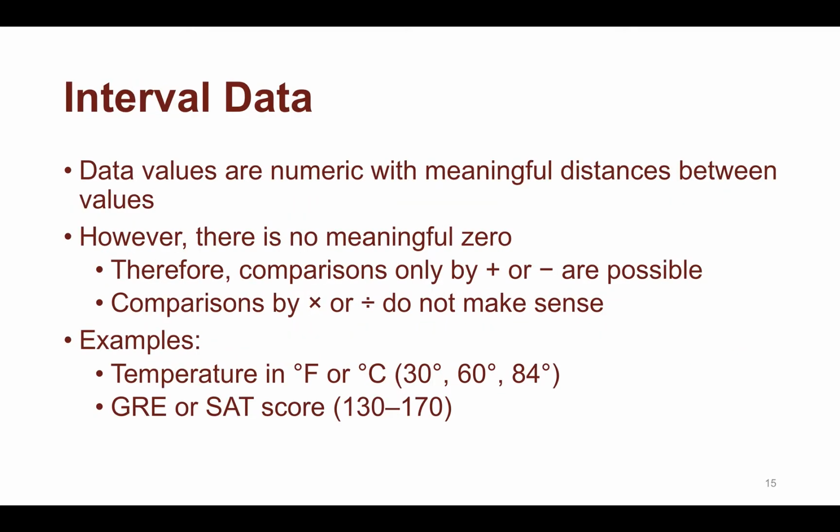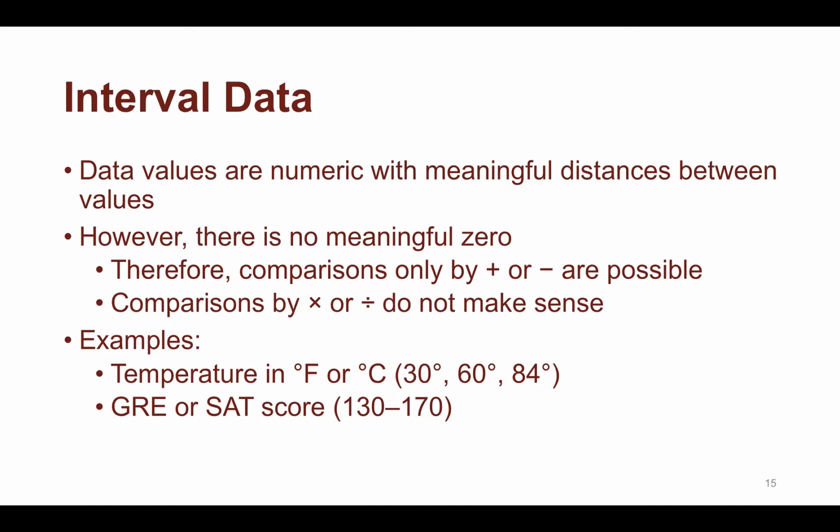With interval data, there are meaningful distances and differences between the values, but there's no meaningful zero. And the consequence of this is that I can make comparisons by adding and subtracting, but it doesn't make any sense to make comparisons by multiplying and dividing. And I'll give some examples to show what I mean by that.